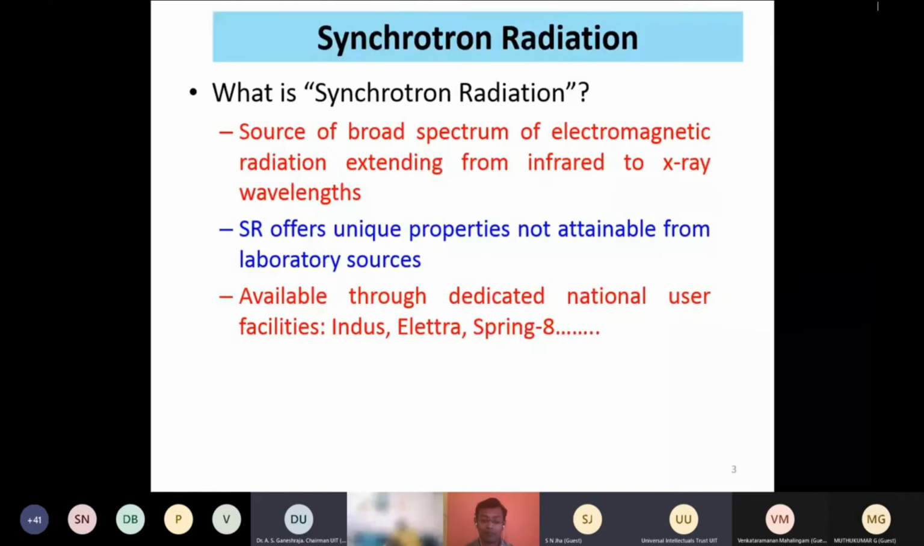So what is synchrotron radiation? Synchrotron radiation is a source of a broad spectrum of electromagnetic radiation extending from infrared all the way up to X-ray wavelengths. So at one go, we get a full continuum for probing the material. It also offers unique properties not attainable from laboratory sources, and it is available through dedicated national user facilities. One drawback is that it is not as simple as a lab source. It involves a huge capital cost, so it is available as a mega facility, like Indus, Elettra, SPring-8, and so on.